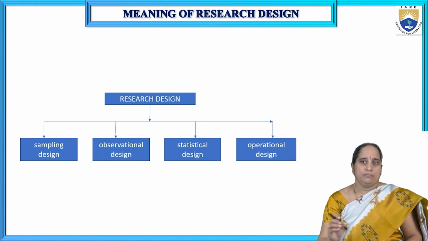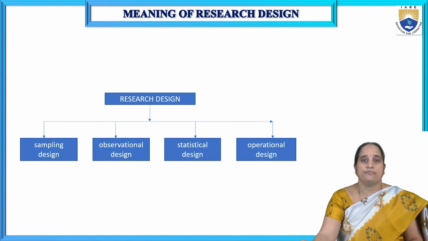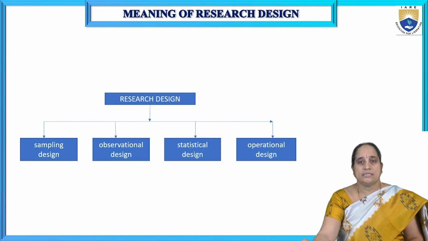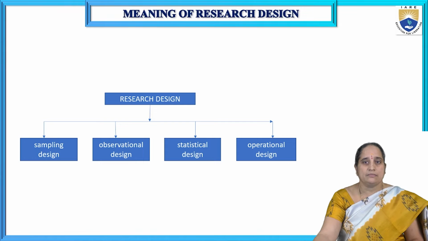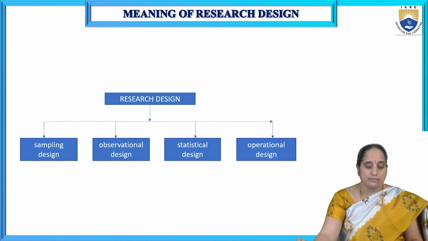Coming to the meaning of research design, as I told you, it is a structure or framework. Why is it necessary? What happens with the help of research design? You can plan how to do a particular survey, see what type of problem it is, and based on that, we analyze the study. It is basically divided into four components. The first one is sample design.